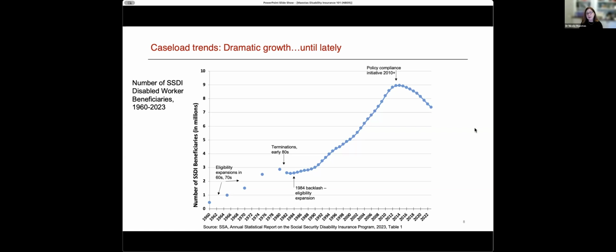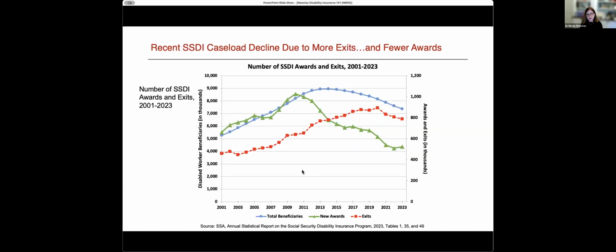Okay. And one way to understand what's happening here is by decomposing flows in and flows out. So here is the same blue curve that you were just looking at. This is just the caseload, number of beneficiaries. But instead of going all the way back to 1960, I'm starting in 2001. And then I'm showing you the number of new awards, which we're measuring on the right axis here, and you can see it's rising, and then it starts declining in 2010, and has just continued to decline ever since.